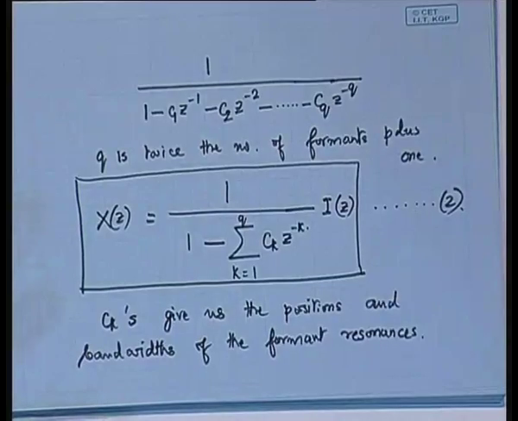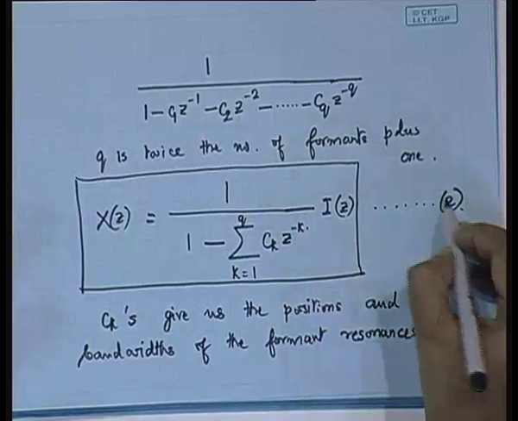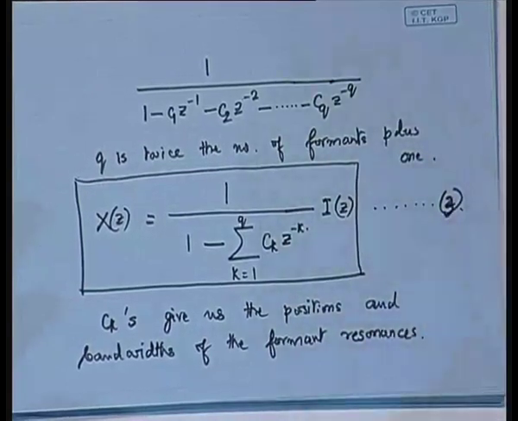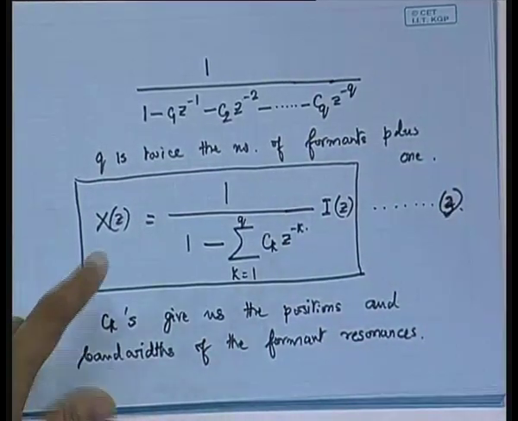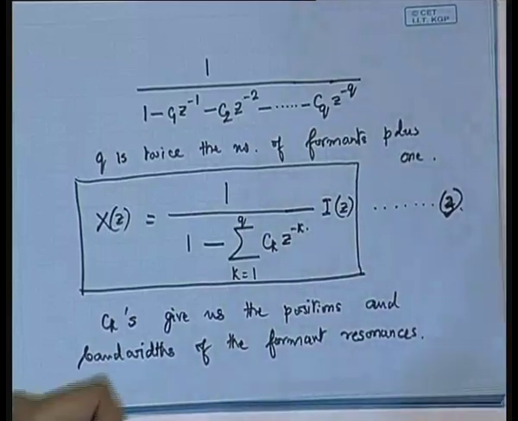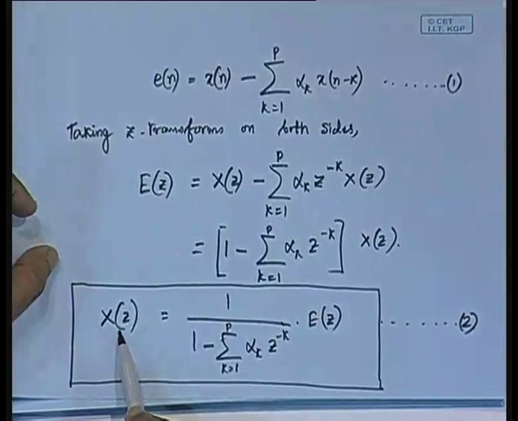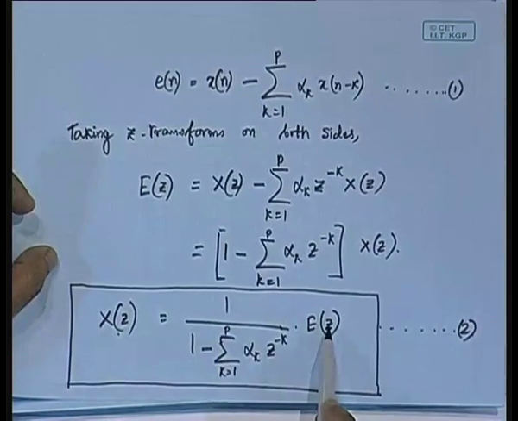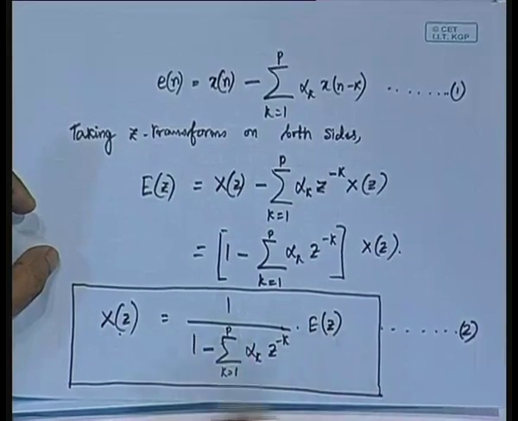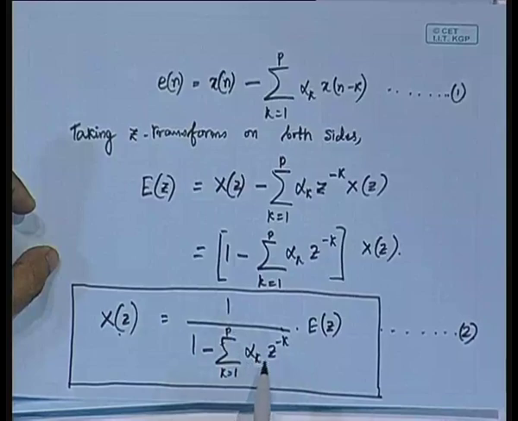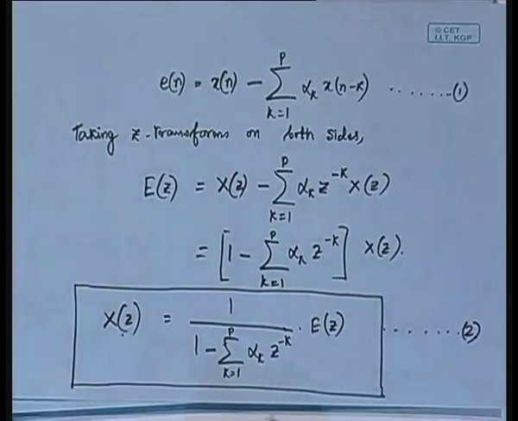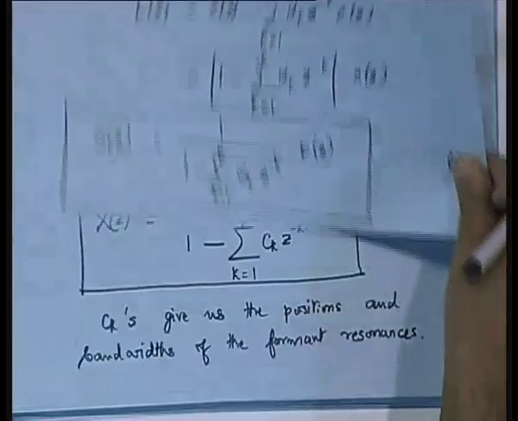Now, let us go back to equation number, we should call it equation 3, because we have already numbered the earlier equation as equation 2. And what was equation 2? X of Z related to E of Z. But there is a term, the transfer function is 1 minus summation k is equal to 1 to p alpha k z to the power minus k. Compare it with this.